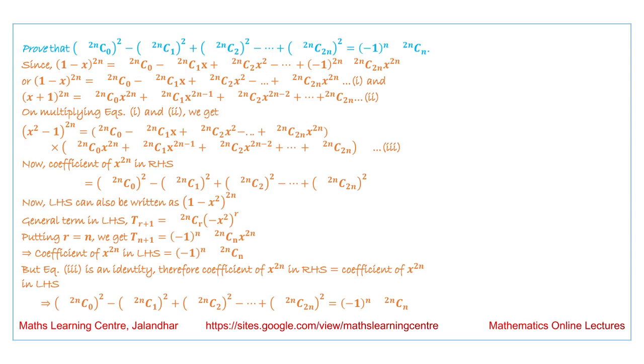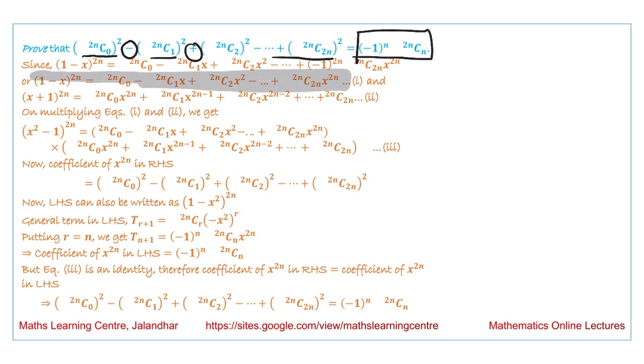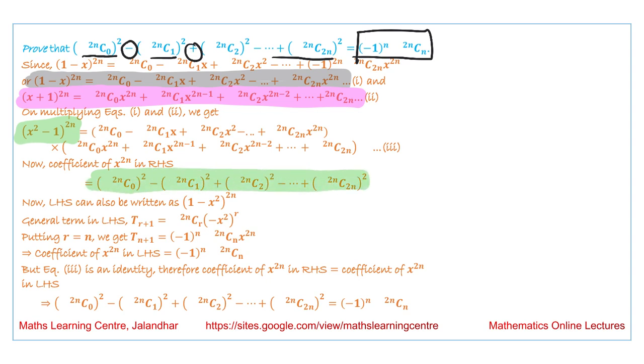So the question based upon this is, it is 2n c0 square, 2n c1 square, it is minus sign over here then plus sign over here, so alternate signs are there and we have to prove that it is equal to this value. So to solve this kind of problem, we have written the expansion of (1 minus x) raised to the power 2n. We have written the expansion of (x plus 1) raised to the power 2n. If we multiply both these values, we will obtain (x square minus 1) raised to the power 2n, and the coefficients we obtain are in this form, and this is basically the left hand side of this equation.